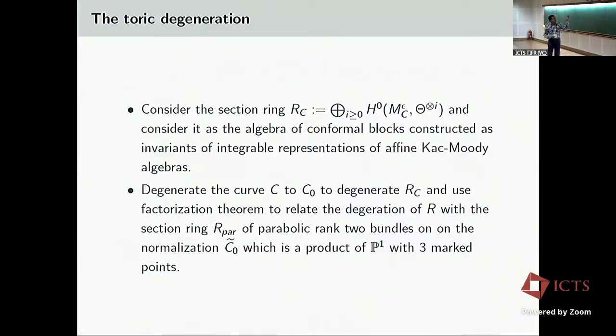But even in SL2, the factorization theorem in the geometric setup was proved by Ramadas and Narasimhan, and probably recently Sun might have generalized it to type A. But for arbitrary types, these results exist. So now you degenerate the curve C to C0, and that will degenerate the ring, which can be constructed in representation theory, to, sorry, there's a spelling mistake, the degeneration of R_C to the section ring R_par of parabolic bundles of rank 2 on the normalization. As I pointed out, you go to C0, which is a very degenerate curve, so you have to look at the normalization. Then it's just a bunch of P1s with 3 marked points.